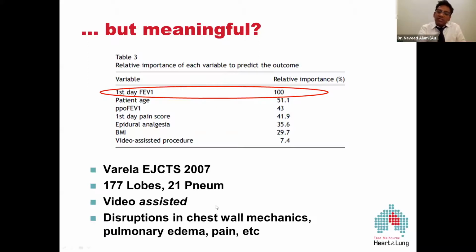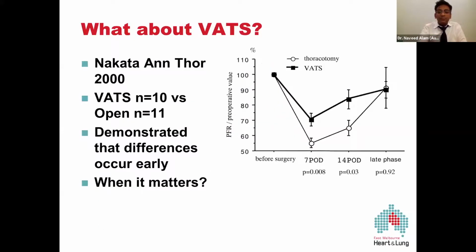But what we do know is these disruptions in chest wall mechanics, pulmonary edema, pain, etc., are very important, and they happen on day 1. So anything you can do to potentially minimize your issues on day 1 is going to get your patients, especially your marginal ones, through the operation, and that's really what's key.